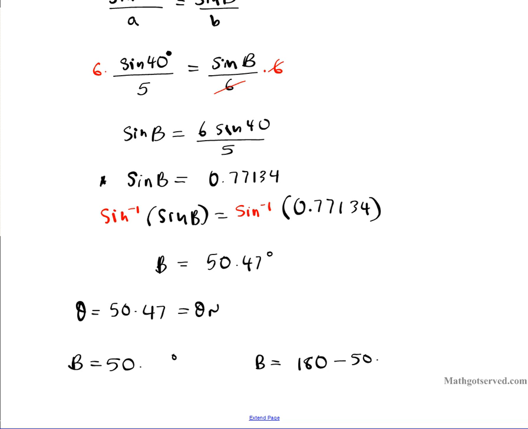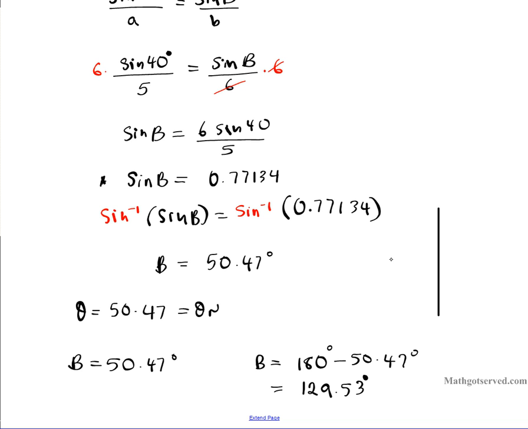So 50.47 is an answer for B, and also the reference angle. The second answer for B you can get is what you get when you subtract 50.47 from 180. If you subtract that, you get 129.53 degrees. Let me just show you the geometric significance of what I just did.